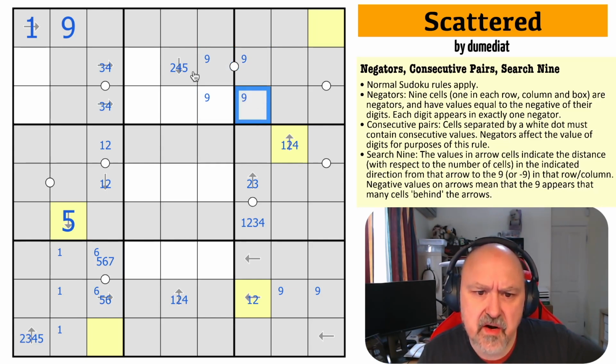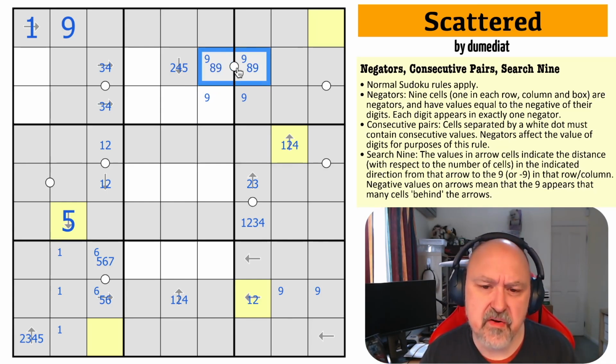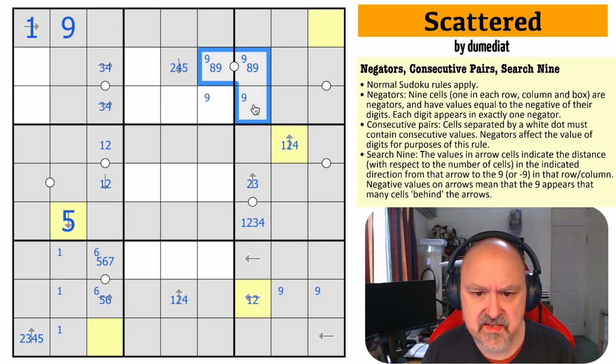There has to be a 9 either here and here or here and here, because there's a 9 in one of those two, and if there's a 9 here, this is an 8-9 pair. Because if this is a 3, this is a 9, and this is an 8, and then this is a 9. If this is a 4, this is a 9, and this is an 8. This is an 8-9 pair. But I'm not sure that does that much.